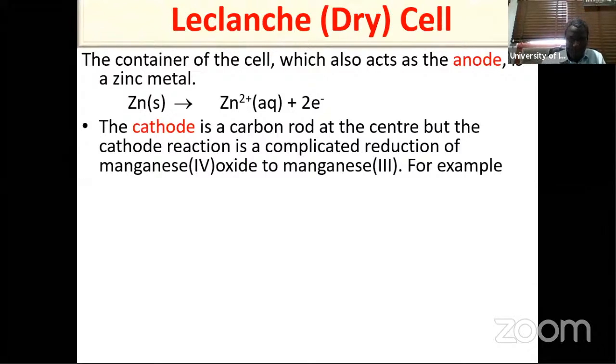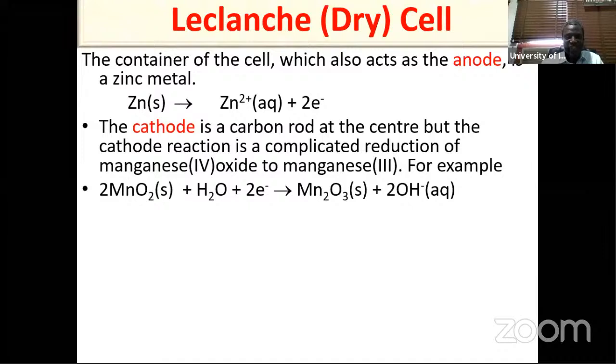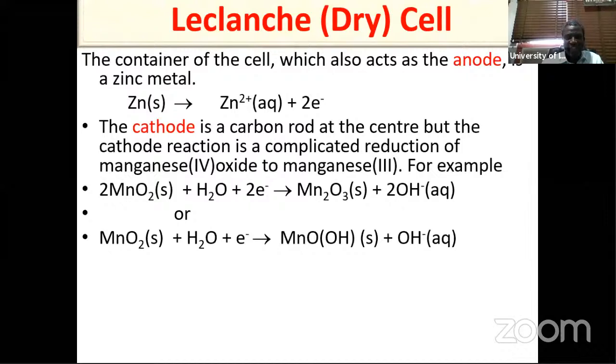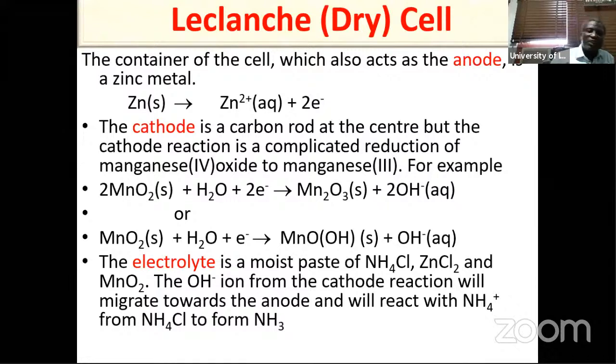And the reaction is a complicated reduction of manganese(IV) oxide to manganese(III) oxide. An example is this. So you either have it this way or you have it this way. That is the type of reaction you have there. And the electrolyte is normally a moist paste of ammonium chloride, zinc chloride, and manganese(IV) oxide. You can see these three compounds together form the electrolyte in this case. We said a moist paste of such.